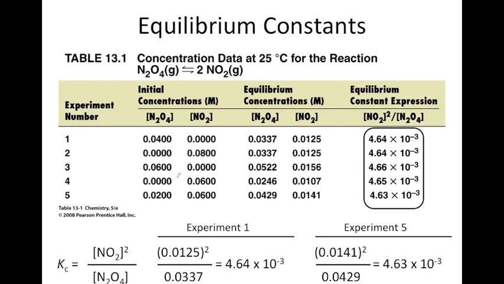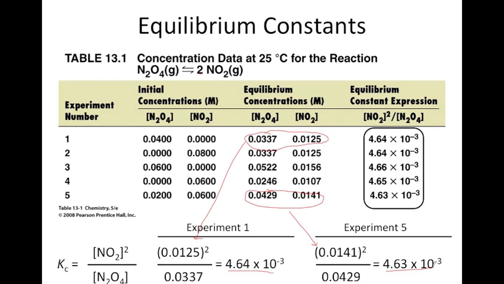So if we plug in any of our data, let's look at experiment 1. If we plug this data into our equilibrium constant expression and solve, we get an equilibrium constant value of 4.64 times 10 to the minus 3. If we take that same equilibrium constant expression and plug in the equilibrium concentrations from experiment 5, of course those are different than experiment 1, but when we plug it in, we get the same constant.